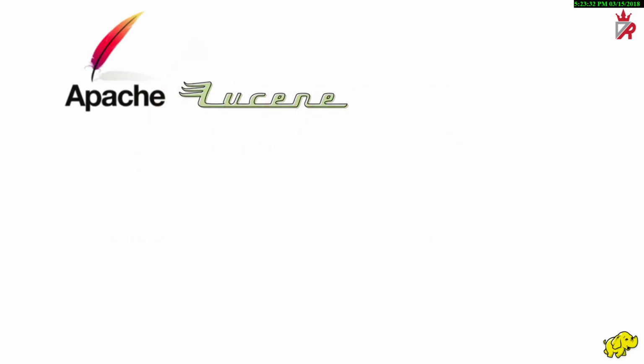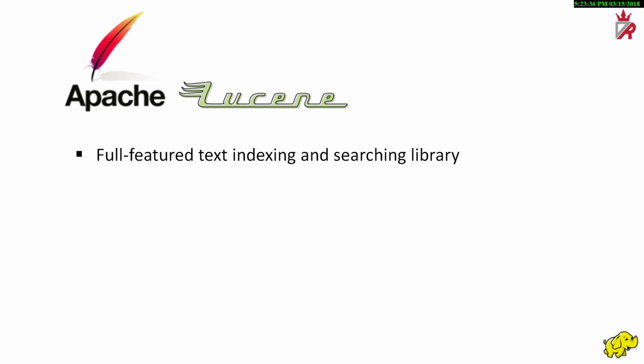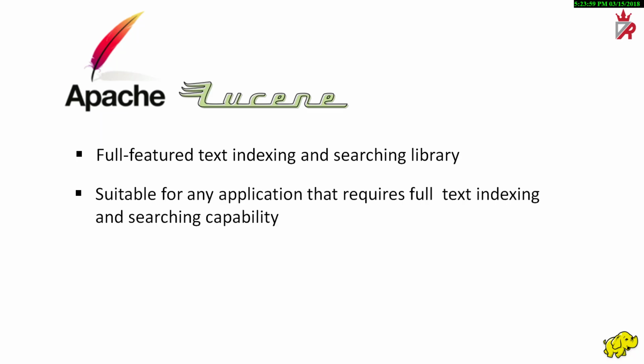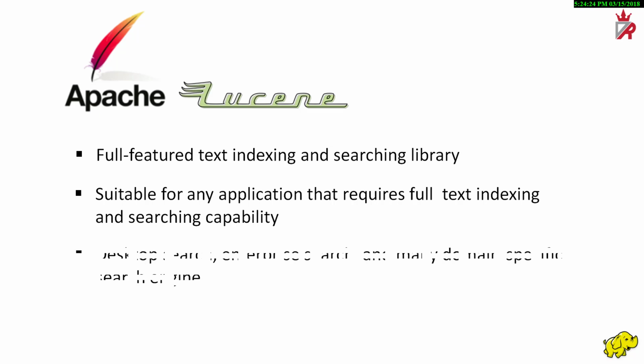Now what is Apache Lucene? Apache Lucene is a full-featured text indexing and searching library. It is suitable for any application that requires full text indexing and searching capability, be it an internet search engine or a local single site search. Desktop search, enterprise search, and many domain-specific search engines have been built using Lucene. Given a collection of text documents, a developer can easily add search capability using the Lucene engine.